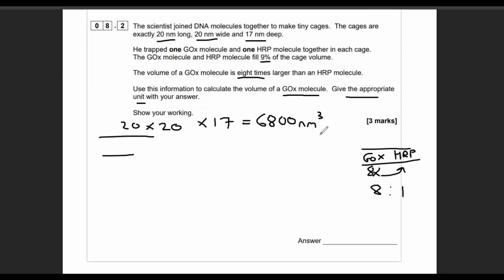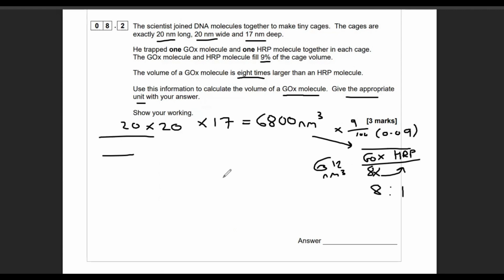Right, what next? 9% of this is the GOX and the HRP. So let's times that by 9%, so times 9 over 100. If you can do that in your head, you'll realize that it's 0.09. So let's times that by 0.09. Smash that in the calculator. That equals 612. So 612 nanometers cubed is the volume of the GOX and the HRP.